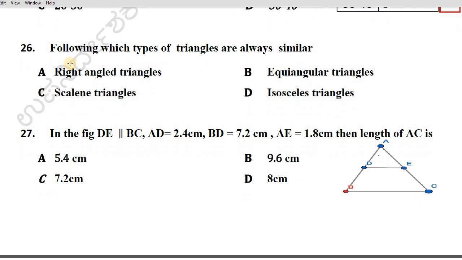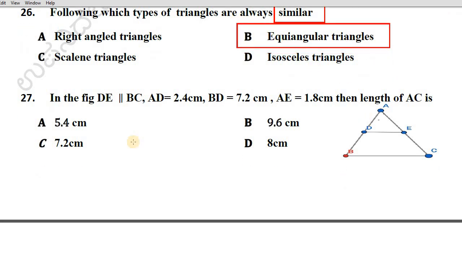Question number 26, children. Which type of triangles are always similar? Means which triangles are always similar. Many times it is also repeated, children. So equiangular triangles. The right answer for 26 is option B, equiangular triangles.